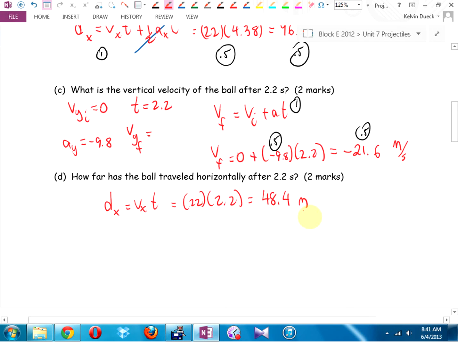How far has it fallen vertically? I could figure that out by using vertical: dy equals vyt plus a half ayt squared. I could find that out too, for that matter. I could tell you how far it had fallen from the cliff.